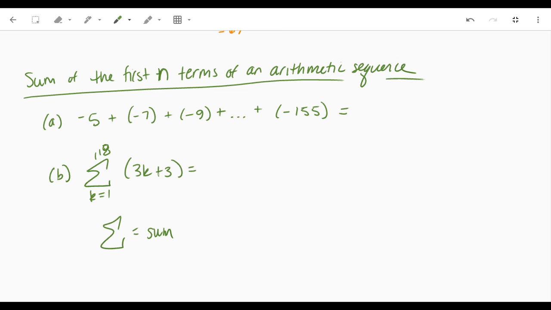Starting with the first term 1, to term 118. Okay, that's a lot to work out. But lucky for you, there is a formula for this.